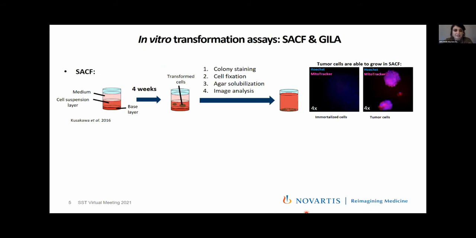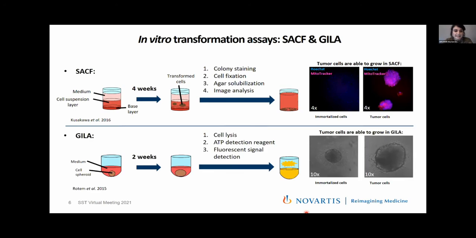So for the soft agar colony forming assay, the cells are seeded in agarose in a single cell suspension layer. And there they don't find any attachment. So normal cells die and the transformed cells will be able to grow. And after 4 weeks, we stain the colonies, fix the cells, and solubilize the agar so that all the colonies gather in one plane, which enables image analysis. For the GILA, the cells are seeded in ultra-low attachment plates where they also don't find any attachment. And again, only the transformed cells will be able to grow. And after 2 weeks, we lyse the cells and detect the ATP levels. So these are now 2 super easy systems.